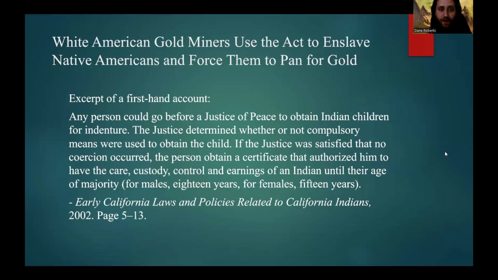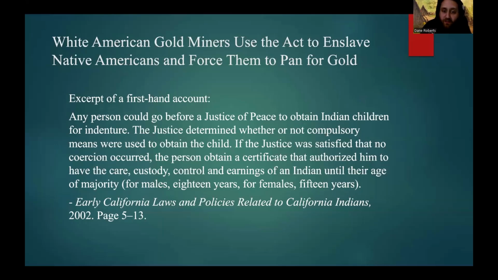On top of this, white American gold miners would use the act to enslave Native Americans and force them to pan for gold. Again, we have an excerpt of a first-hand account from an individual whom we don't have a name for, but the first-hand account reads, and I quote, any person could go before a justice of the peace to obtain Indian children for indenture.